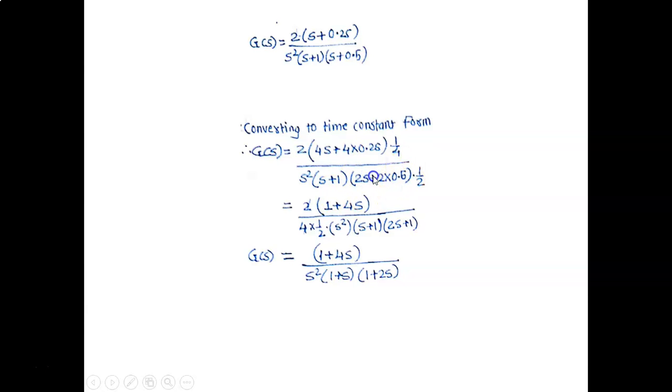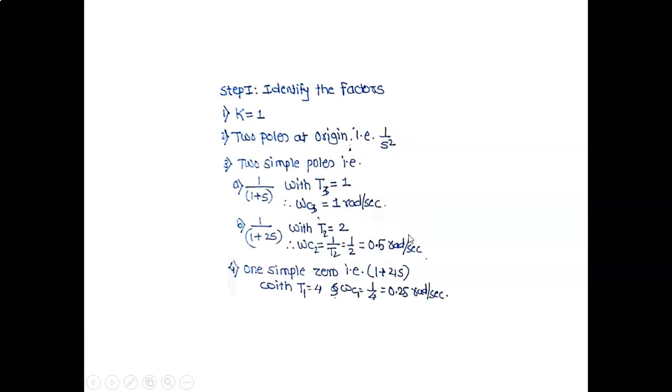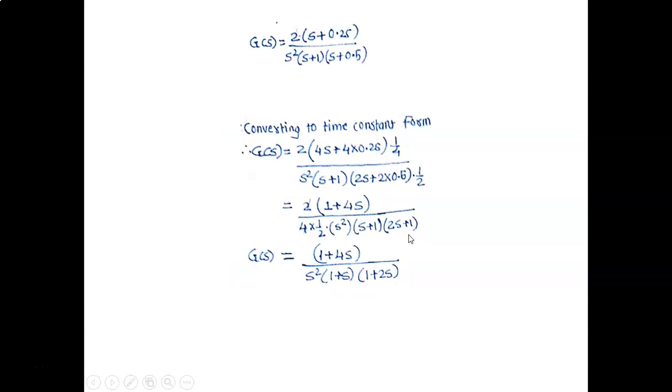Into (2s plus 2 into 0.5, into 1 by 2). We have taken 0.5 outside, 0.5 means 1 by 2. Therefore, this is equal to 2 into (1 plus 4s) divided by 4 into 1 by 2 into s square into (s plus 1) into (1 plus 2s). Finally we get G(s) is equal to (1 plus 4s) divided by s square into (1 plus s) into (1 plus 2s). This is our time constant form.